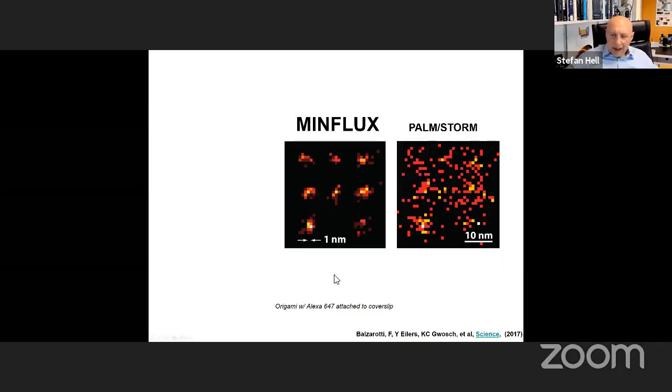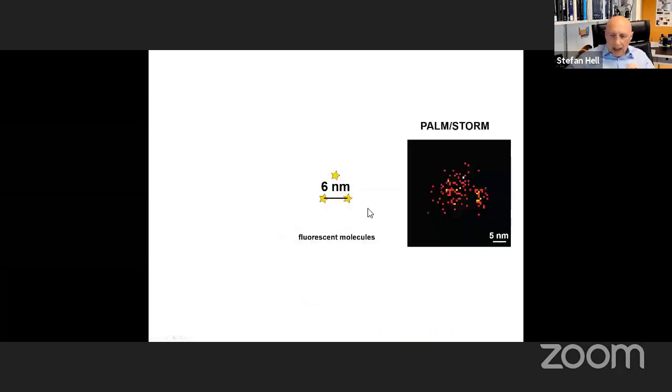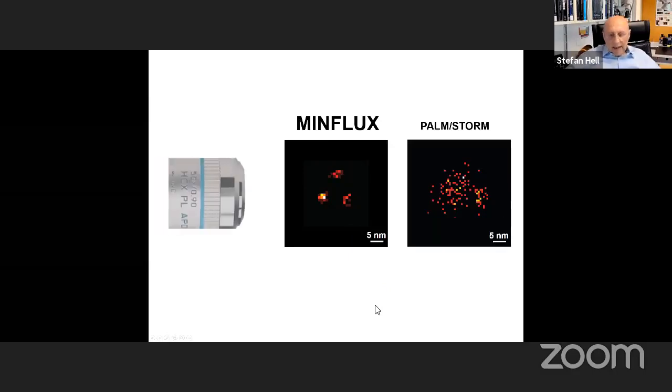You can resolve them. Why? Because the resolution is better in the end. So the separation is on a single molecule basis. This is fantastic in both cases. But here, you localize with the same number of photons, you localize much more precisely. This is another example in a case of 6 nanometers. Again, the simulated PALM STORM for the same number of photons. Here, for the practical situation where we have, of course, also noise to some extent, MINFLUX is able to tell those molecules apart. So keep in mind that this is all done with objective lenses.